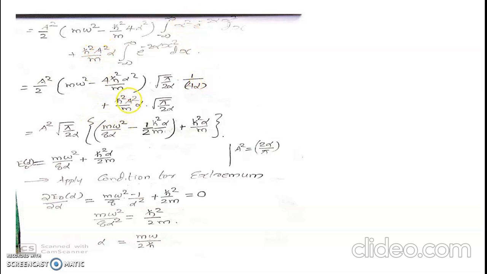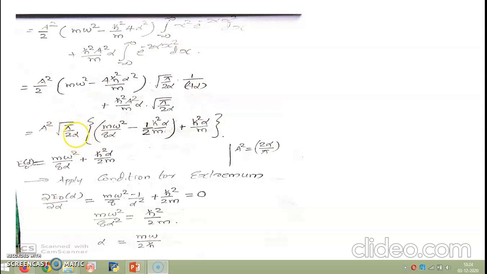Plus, and for this h bar square a square by m into alpha, this I have done in the normalization step, this square root pi by 2 alpha. So root pi by 2 alpha is common for these two terms. A square is also common. So a square root pi by 2 alpha is taken out. What remains is m omega square. Here let me open this bracket. M omega square divided by 2 into 4 alpha, make it 8 alpha, minus 4 h bar square alpha square by m. 4 alpha is there, so 4 vanishes, only 2 will be there, 1 by 2. H bar square alpha also goes, alpha divided by m.